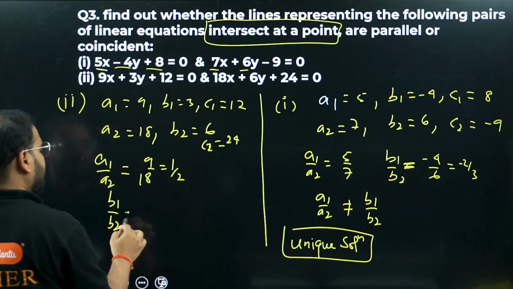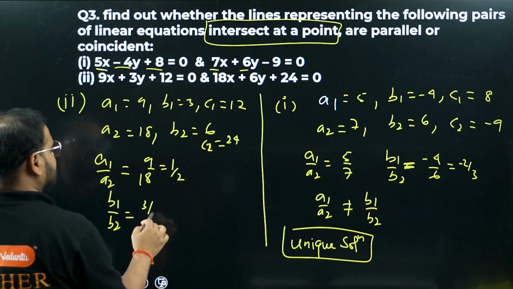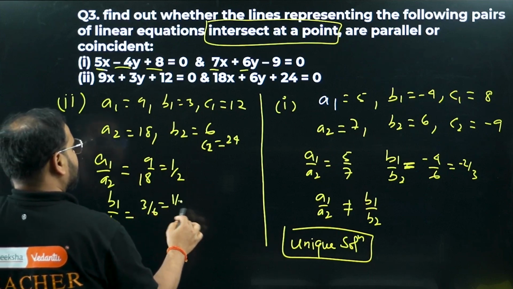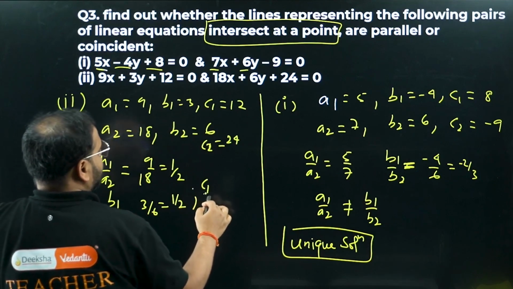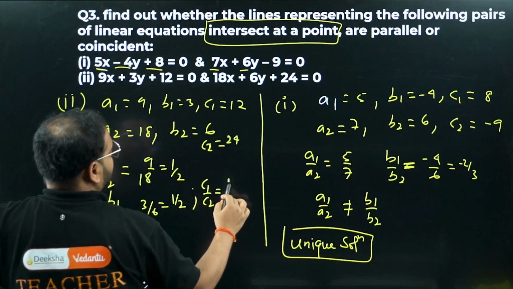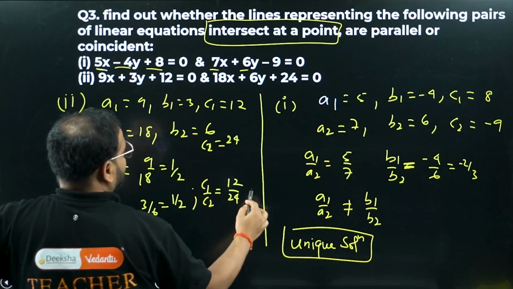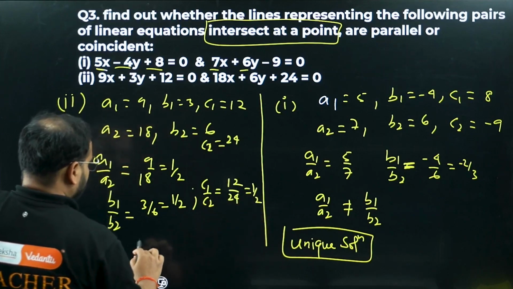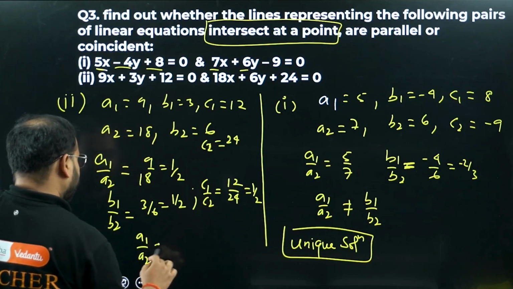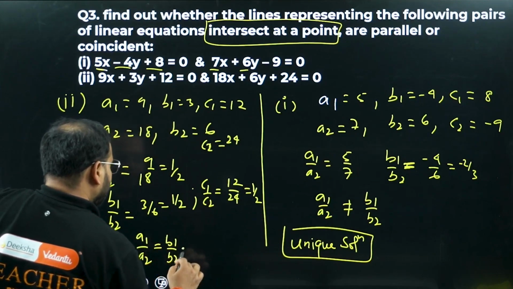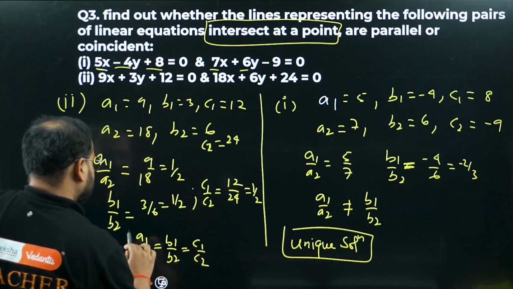b1 by b2, how much is that? 3 by 6, so again 1 by 2. And if I have to find c1 by c2, I have 12 by 24, again 1 by 2. So what I'm getting? I'm getting a1 by a2 equals b1 by b2 equals c1 by c2.